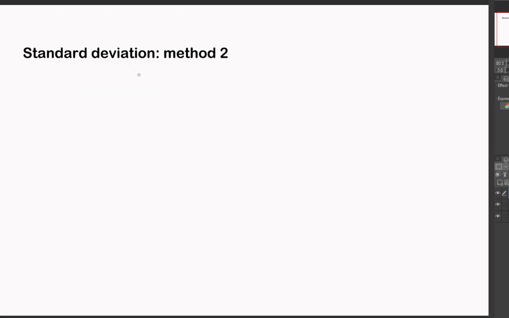Now, the second method gives you exactly the same results, but it's just a slightly different formula. If you're interested in the proof of this, I've got it in another video. It's optional. So the formula is this. Now, this is actually a slightly easier formula to use, but it always gives the same answers. So let's do the same example, the same set of data.